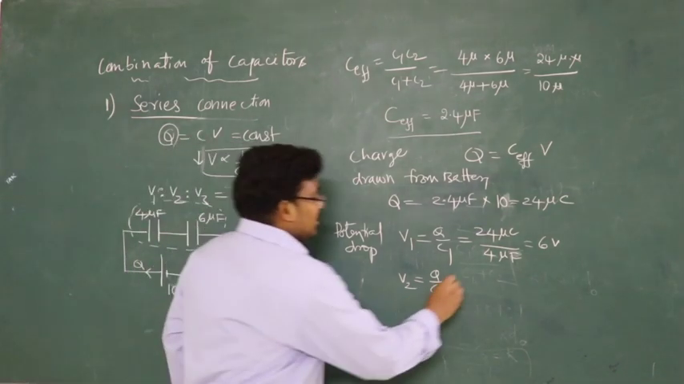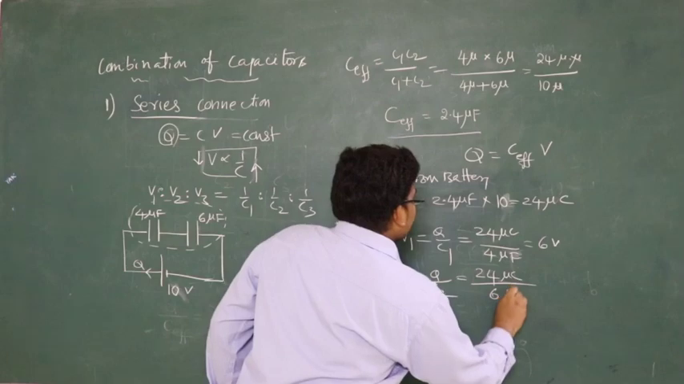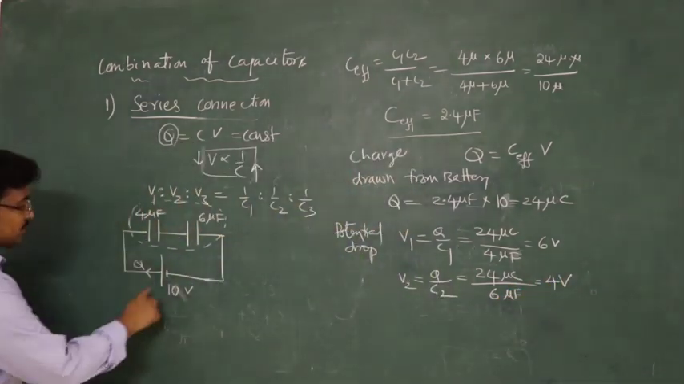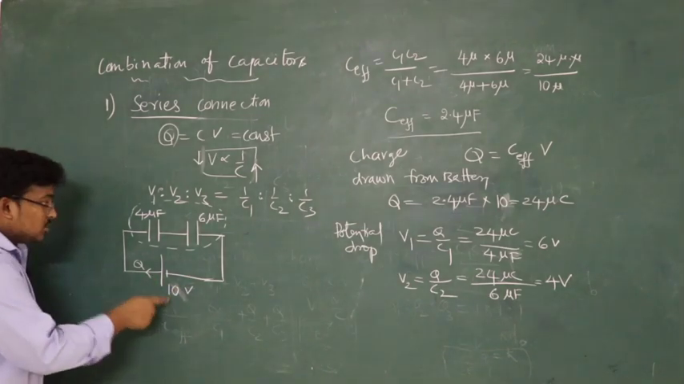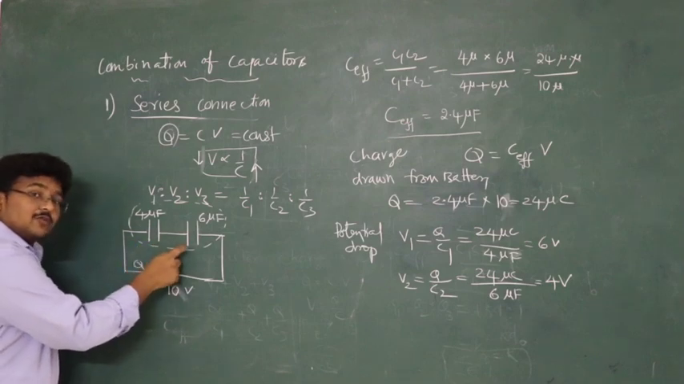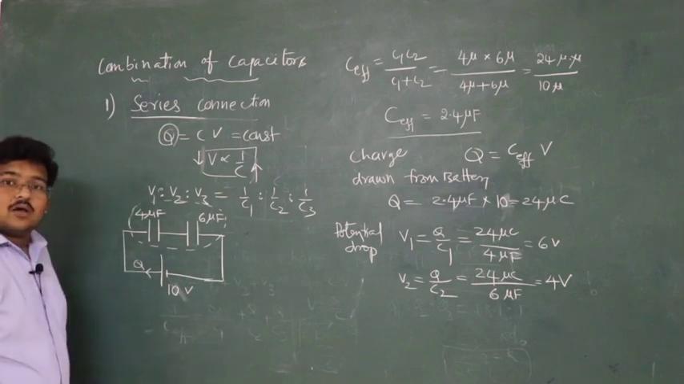That can also be found like this: 24 microcoulombs by 6 microfarad. It will be 4 volts. So that is why, see, this battery has 10 volts, like say 10 rupees. To cross this capacitor 6 rupees is given, and the remaining 4 rupees is given here. So the total of 10 is used up.